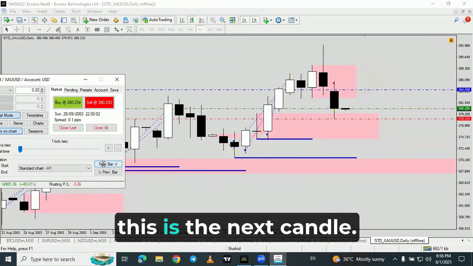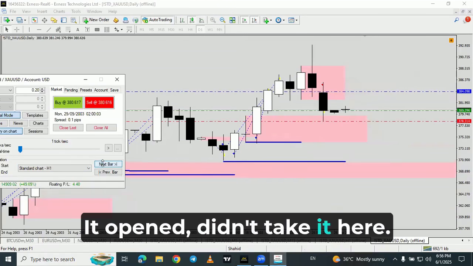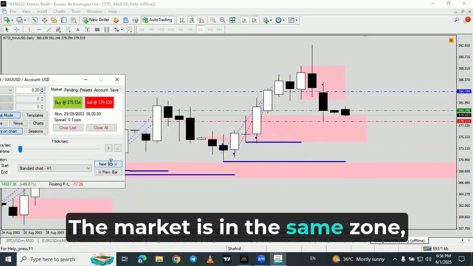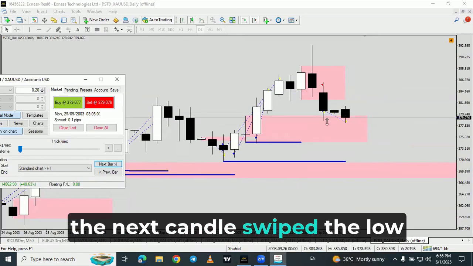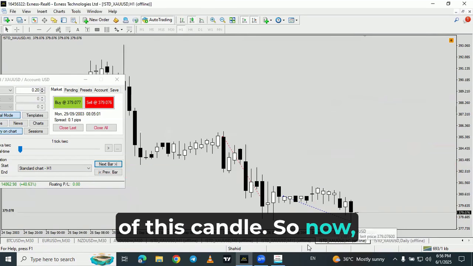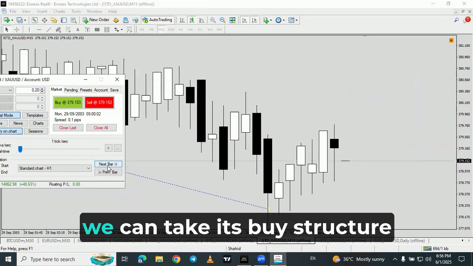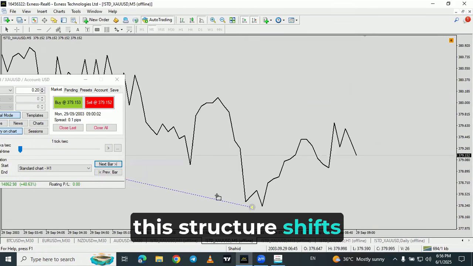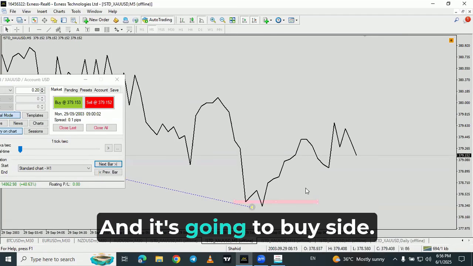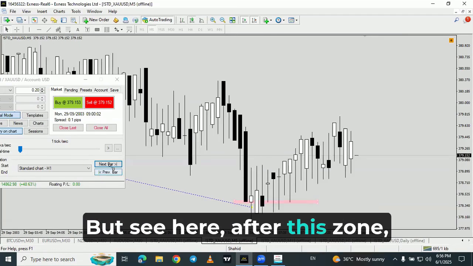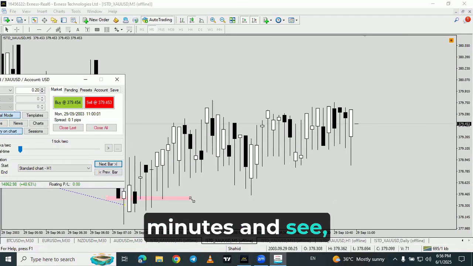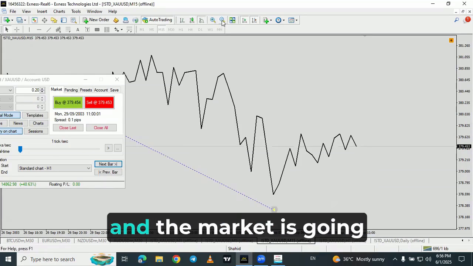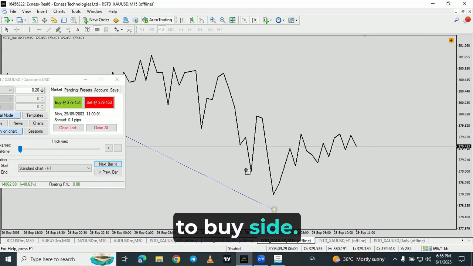See here, this is the next candle. It opened, didn't take it here. The market is in the same zone, and see the next candle swipe the low of this candle. So now after the structure shift, we can take its buy structure, because if we put it on the line chart, this structure shifts to sell side on it and it's going to buy side. But see here, after this zone, we put it on 15 minutes and see, wait for the structure shift. See here, its sell side is also done and the market is going to buy side.